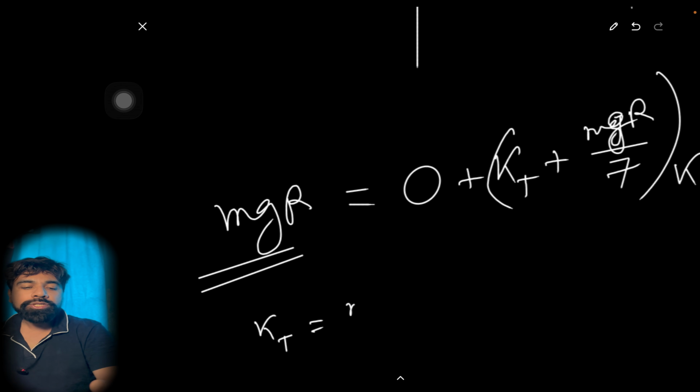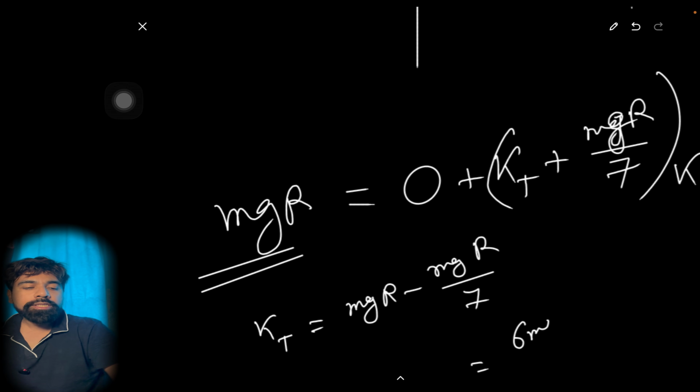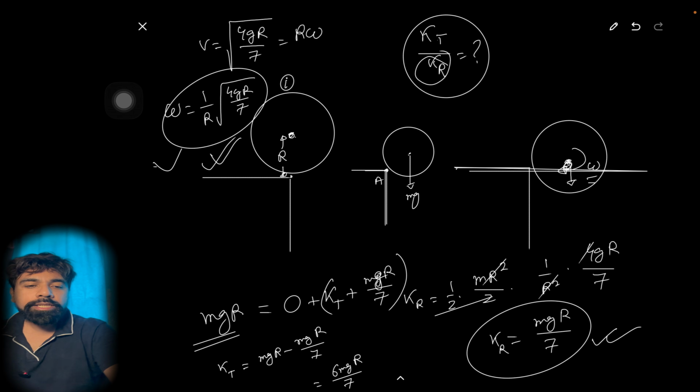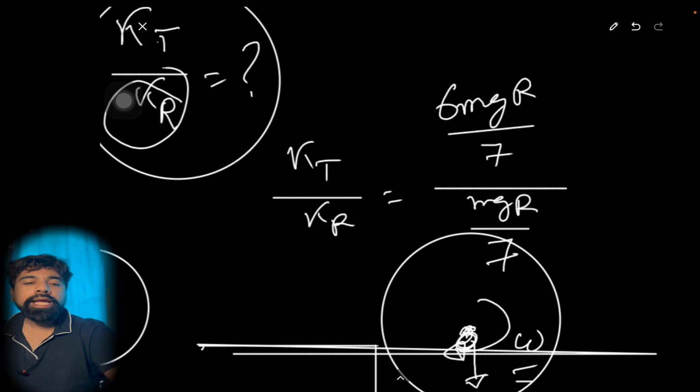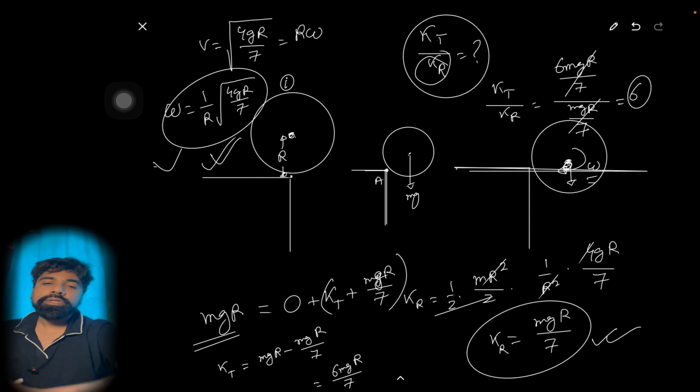If you do the side change, you get mgr minus mgr by 7, which is equal to 6 mgr by 7. So, what is the ratio of translational kinetic energy to rotational kinetic energy? The answer is 6 mgr by 7 divided by mgr by 7, and cancel the mgr by 7, you get the answer as 6:1 or 6.